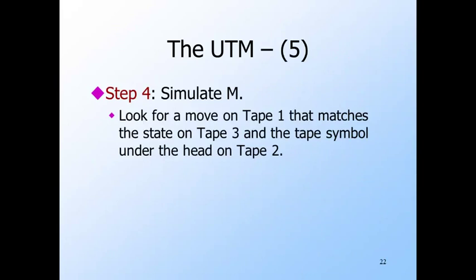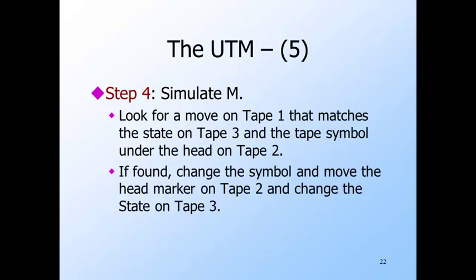We scan the moves of M on tape 1 until we find a move that matches both the state and this tape symbol. If we can't find one, then apparently M halts without accepting W, so the universal machine does so as well. But if we find a match, we'll find, right after that, on tape 1, the new state, which we install on tape 3, replacing the old state.